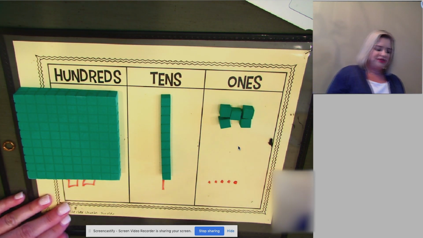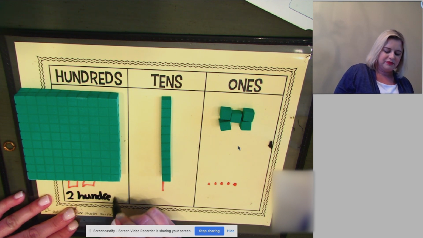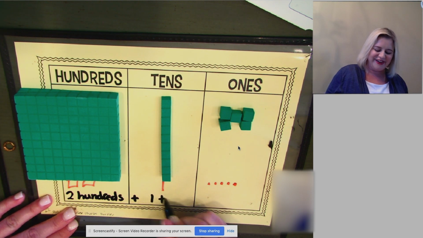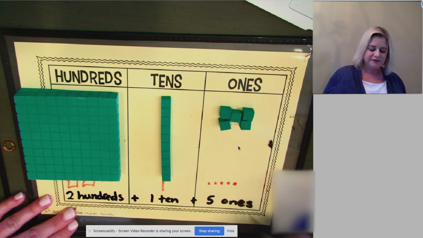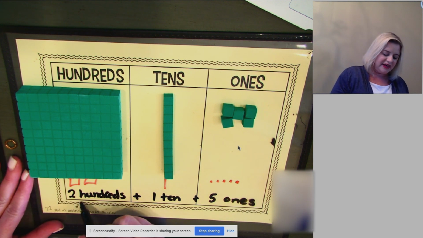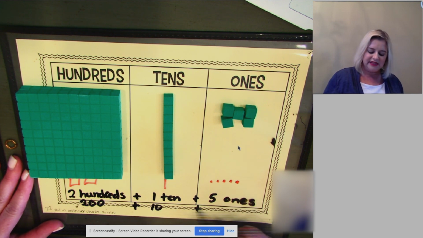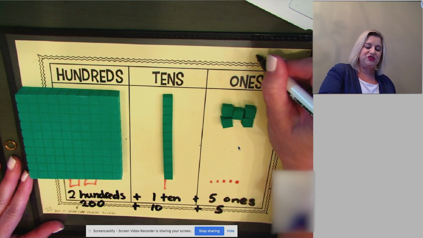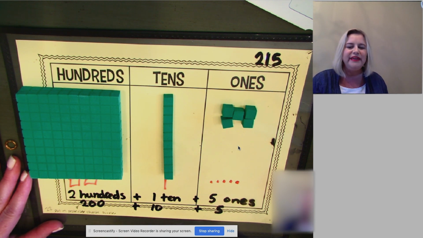We have 200s plus 10, very good, plus 5 ones. How else can we show this? Very good. The number 200 plus the number 10 plus the number 5. Awesome job. And we know that this is 215. Can you think of another way that we can label this?